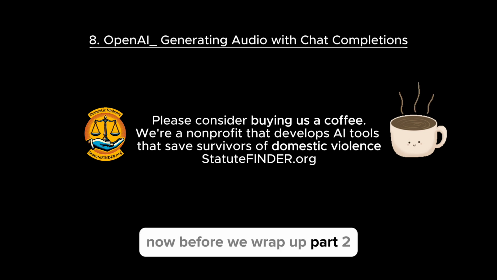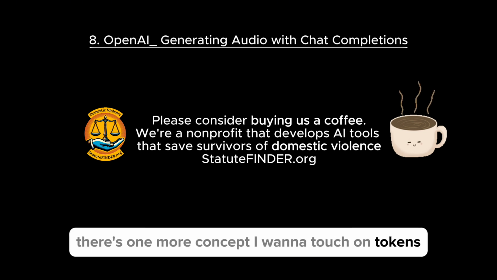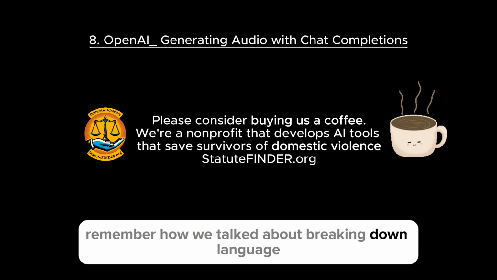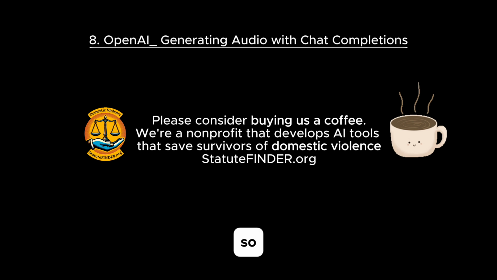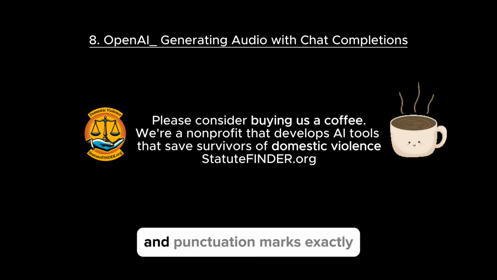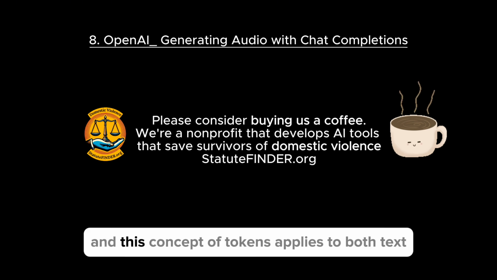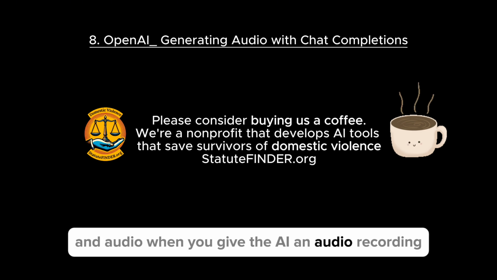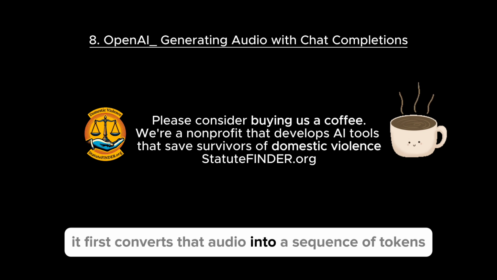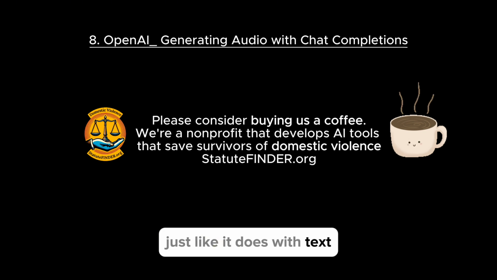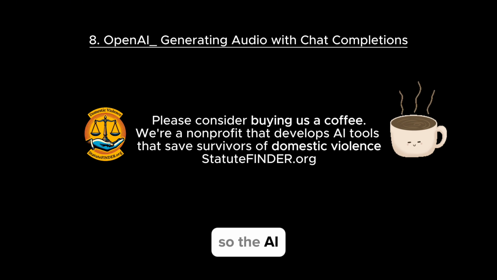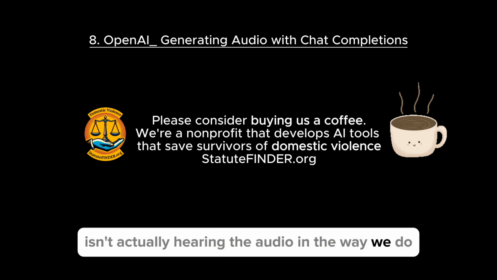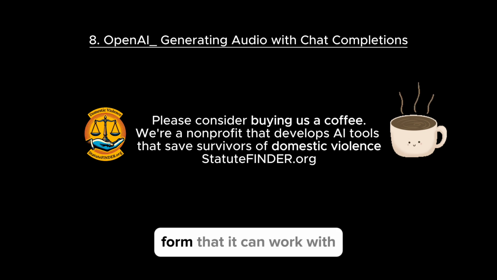Now, before we wrap up part two, there's one more concept I want to touch on: tokens. Remember how we talked about breaking down language into its smallest meaningful units? Well, tokens are essentially those building blocks. Right, so it's like separating a sentence into individual words and punctuation marks. Exactly. And this concept of tokens applies to both text and audio. When you give the AI an audio recording, it first converts that audio into a sequence of tokens, just like it does with text. This is how the AI models are able to understand and process the audio. So the AI isn't actually hearing the audio in the way we do, it's converting it into this tokenized form that it can work with.